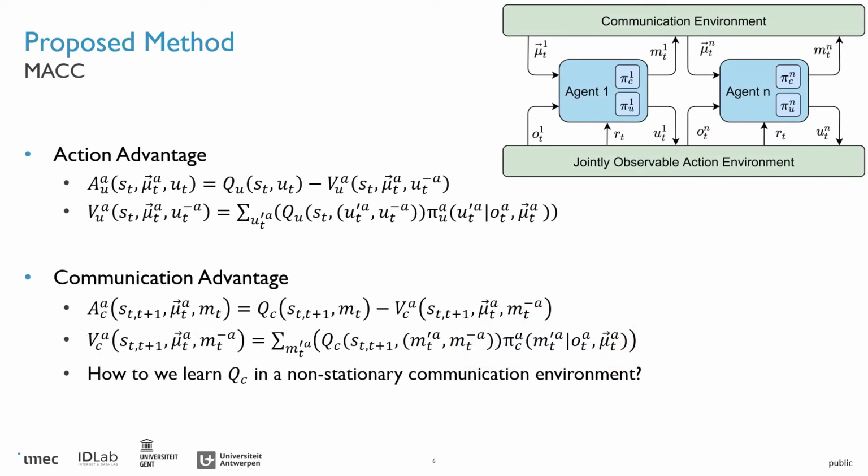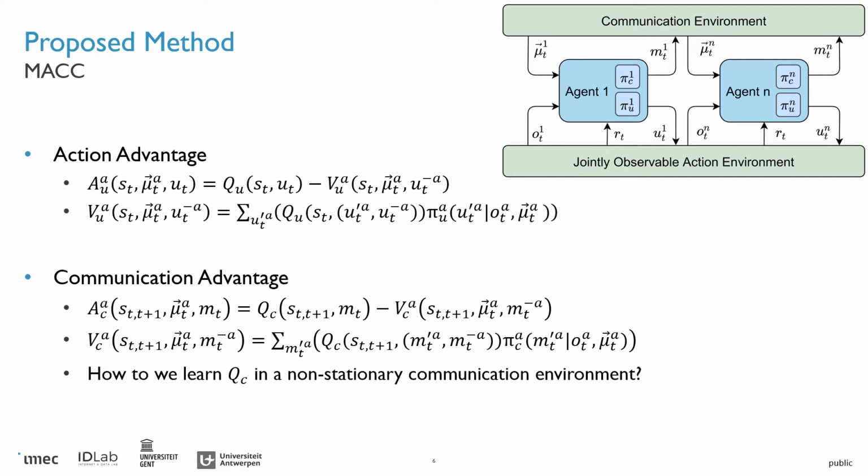This slide shows the action advantage calculations and the communication advantage calculations. They have been adapted from COMA to include incoming messages, but apart from that, they look very similar. However, when we look a little bit closer at the communication advantage, we see that we need a communication Q function in order to calculate a communication advantage.